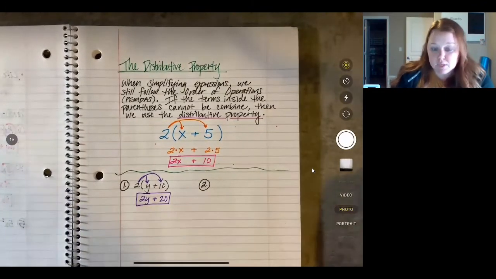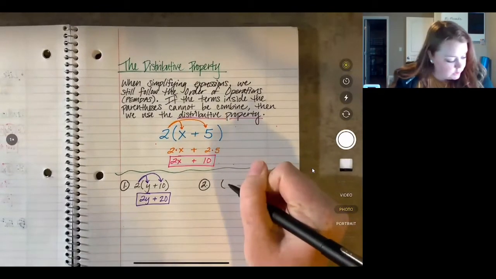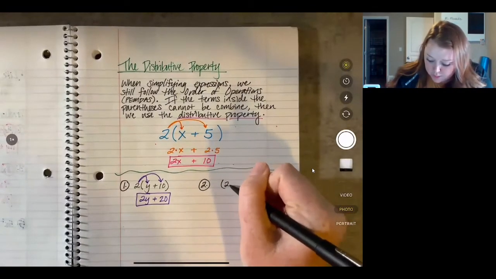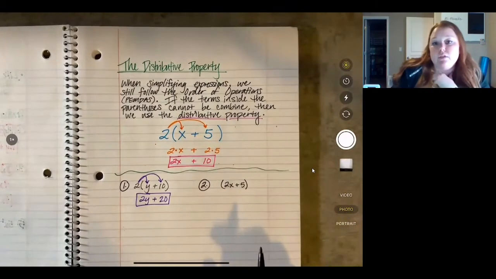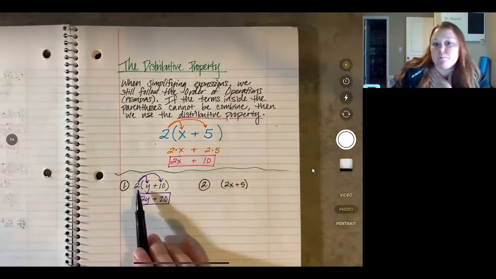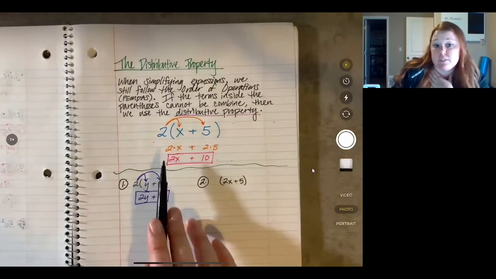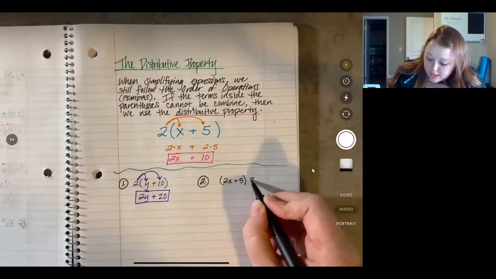Okay. Now let's start with our parentheses. Inside your parentheses, let's put 2x plus 5. Now typically, I'm going to say 90% of the time, there's a number out front. Usually we see it out front. But sometimes you might see it at the back.